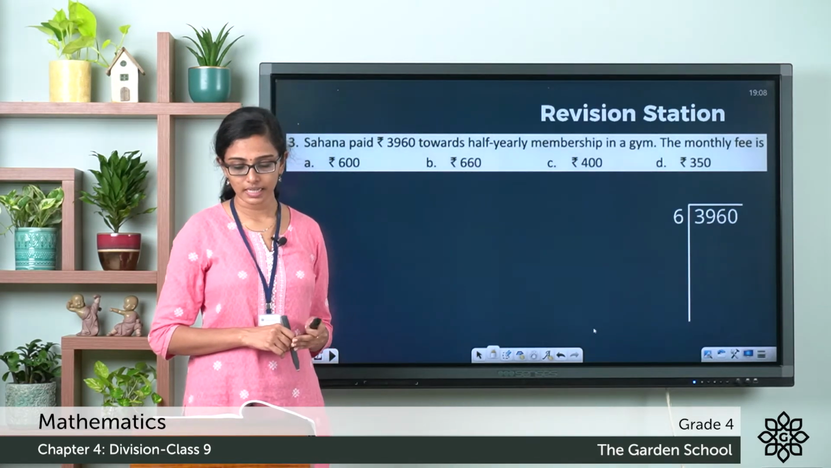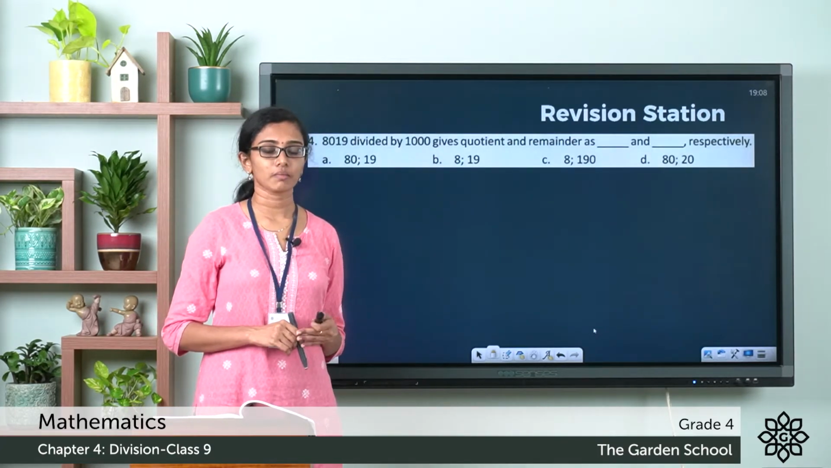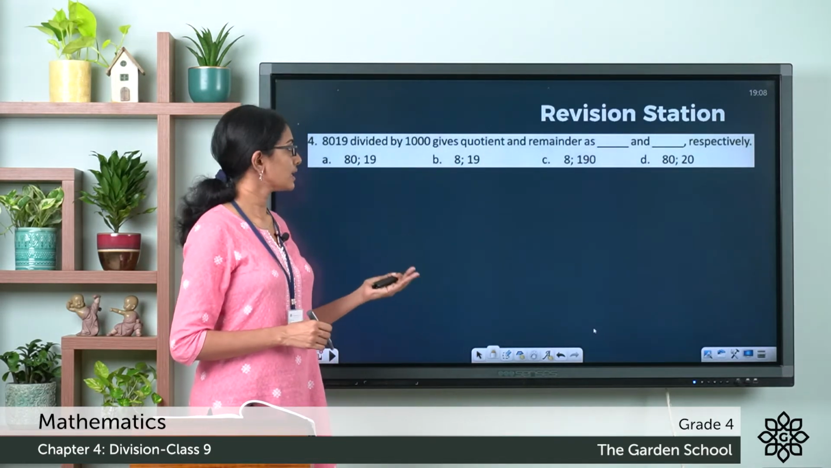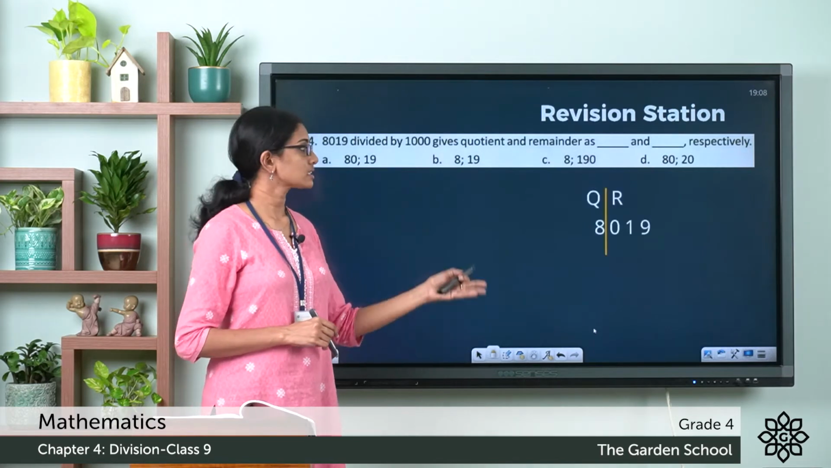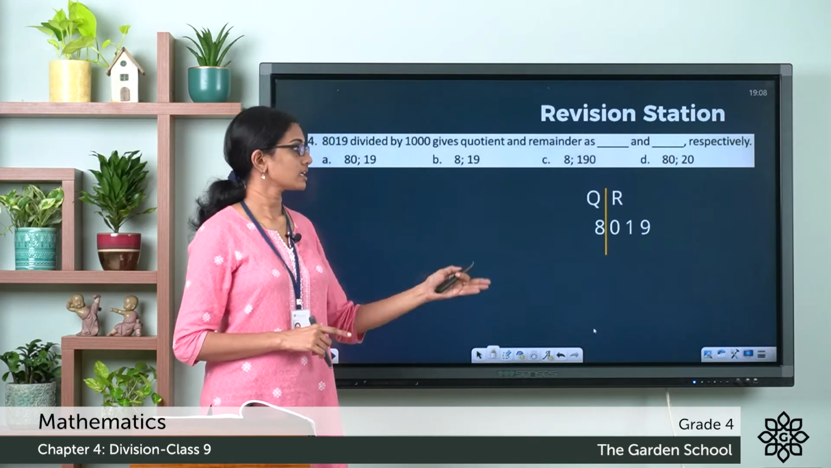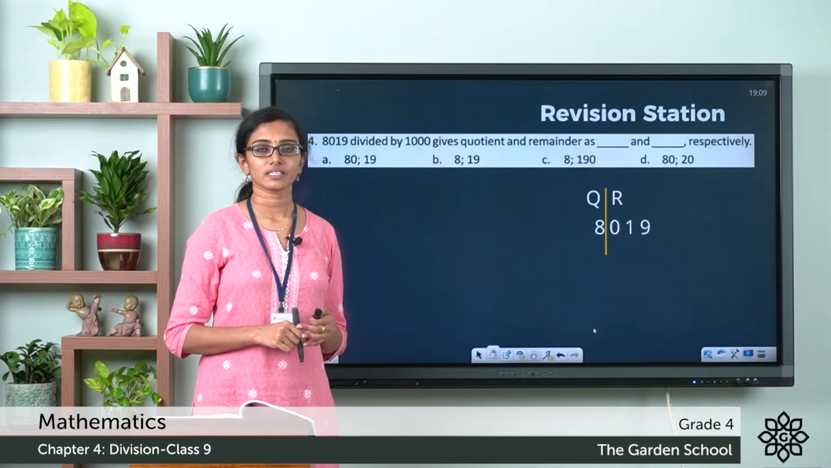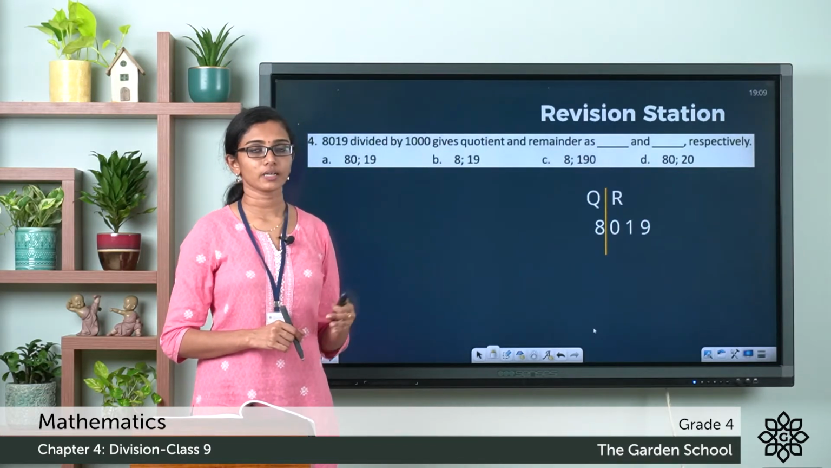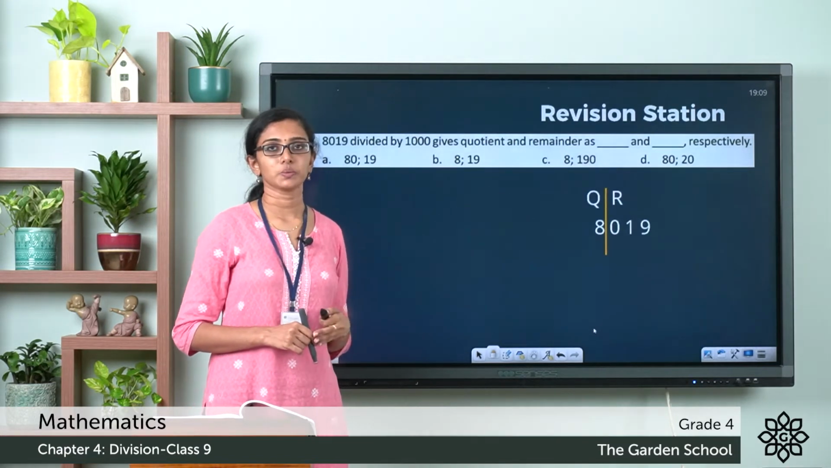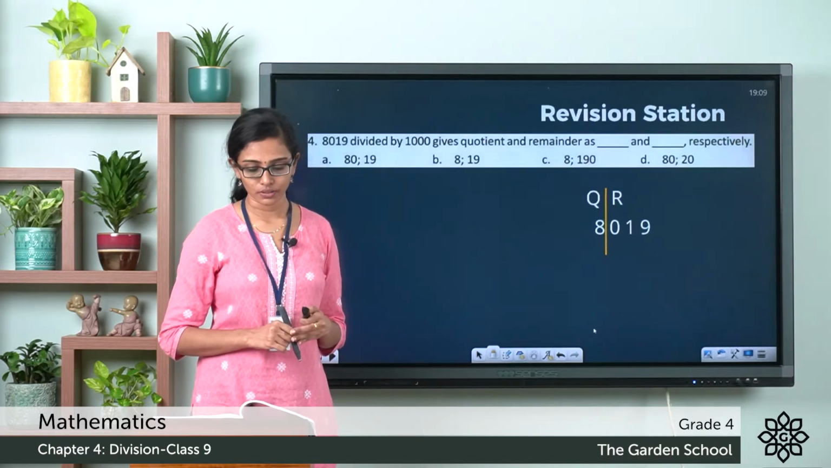Now the fourth question. It says 8019 divided by 1000 gives quotient and remainder as dash and dash respectively. We have learned that when you divide a number by 1000, the last 3 digits of the given number will form the remainder part and the digit in the thousands place will be the quotient. So when 8019 is divided by 1000, the quotient will be 8 and the remainder will be 19. You have to choose the right option from among the given choices.